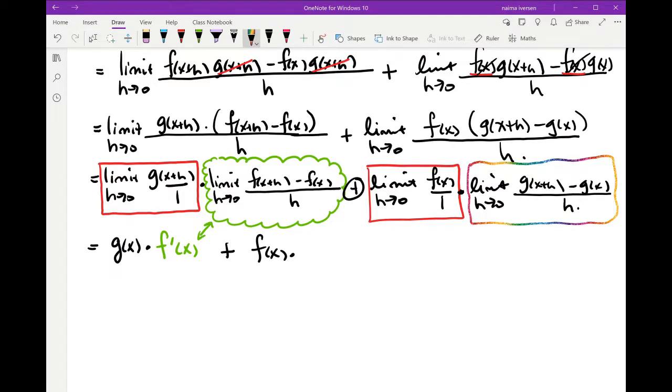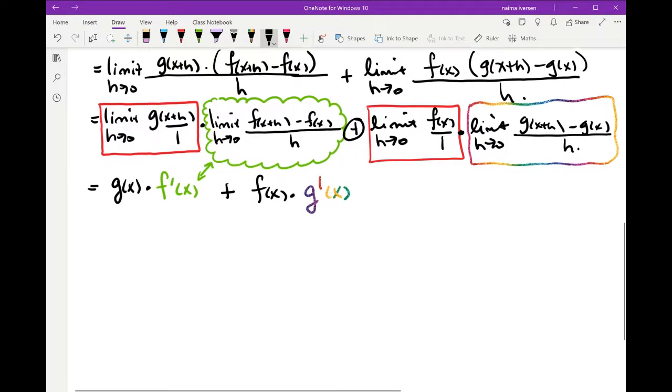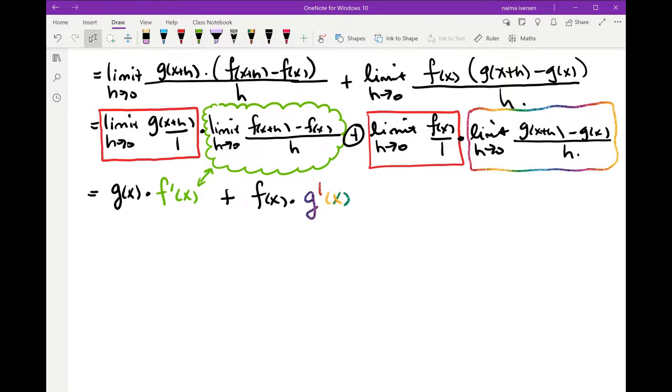In green, we've got the limit as h approaches 0 of f of x plus h minus f of x over h, and that was f prime of x. In rainbow, I've got the limit as h approaches 0 of g of x plus h minus g of x over h, and that's going to give me g prime of x. So that, in a nutshell, is what the product rule tells us to do.